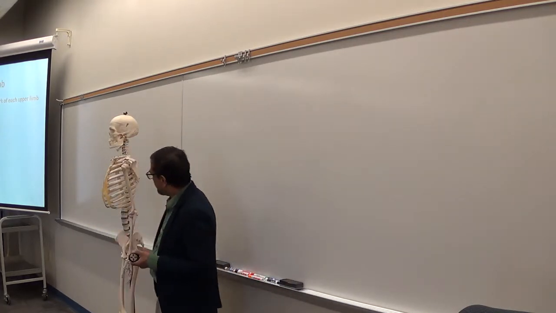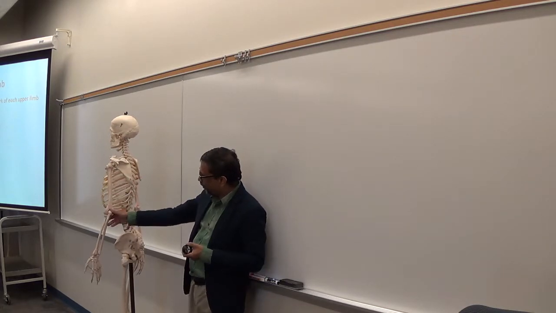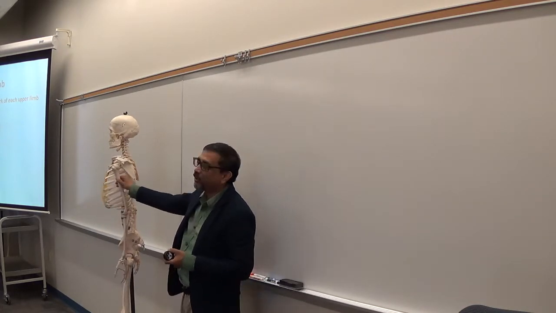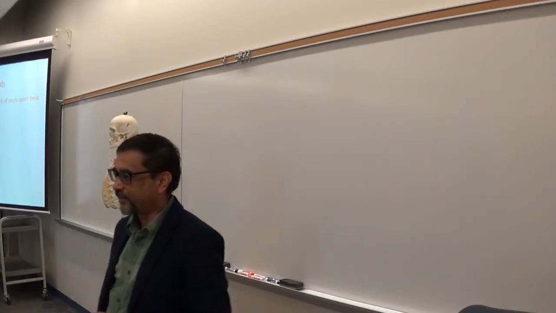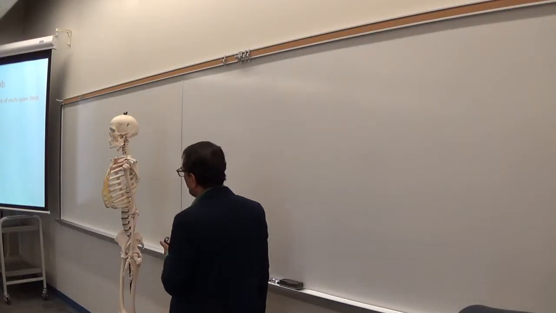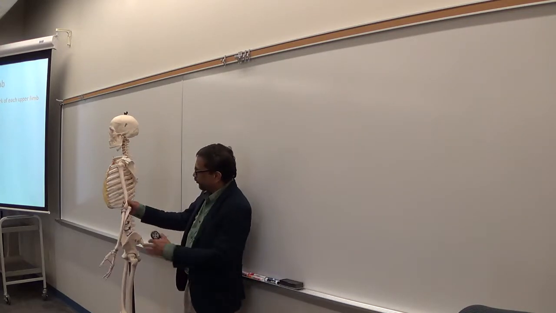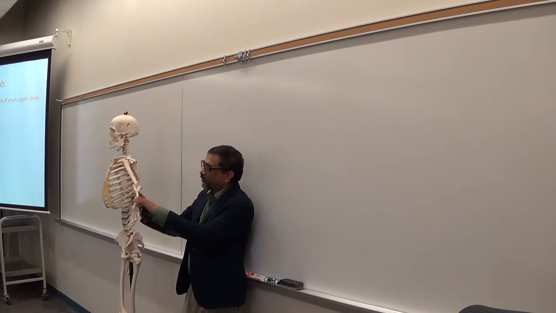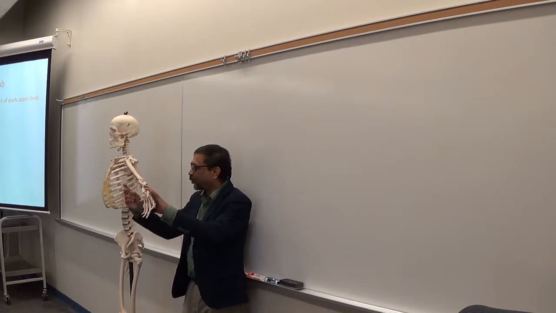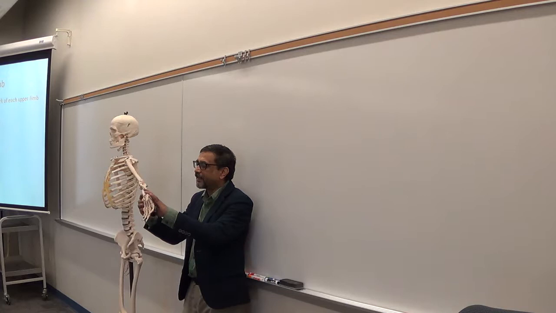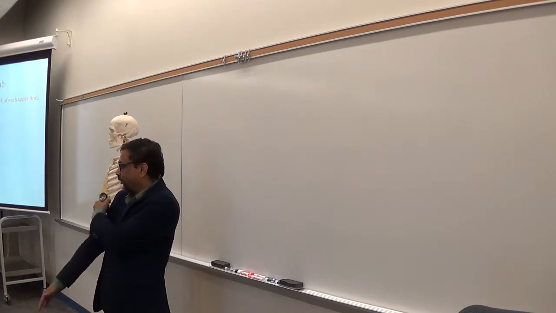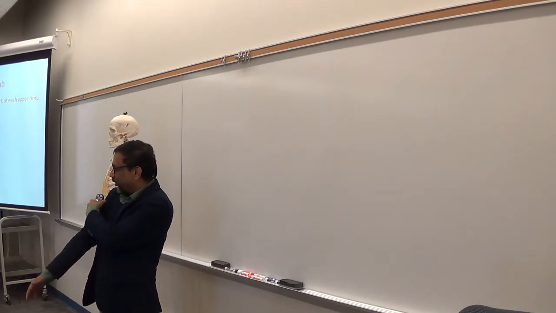Now we'll talk about the upper limb bones. The bone of your arm is called the humerus. Humerus is the bone of the arm. And the bones of your forearm, there are two bones, radius and ulna. Radius is the lateral bone, ulna is the medial bone. So humerus is this one, right? Single bone in the arm.